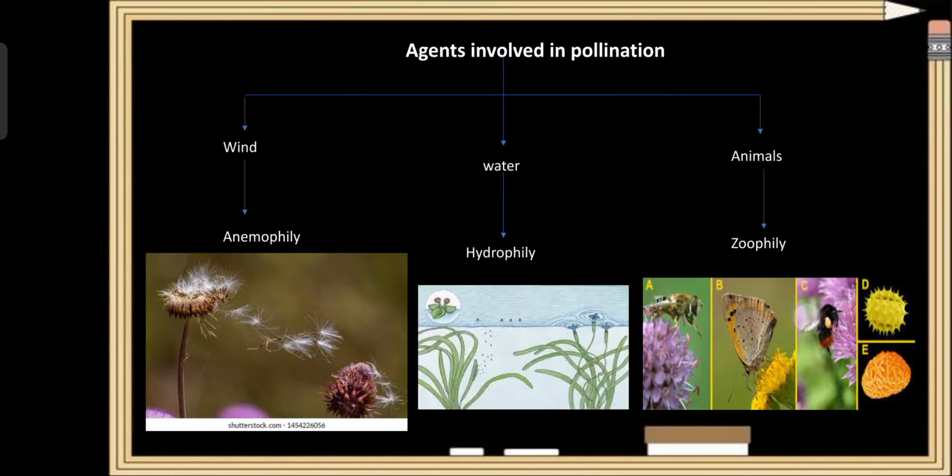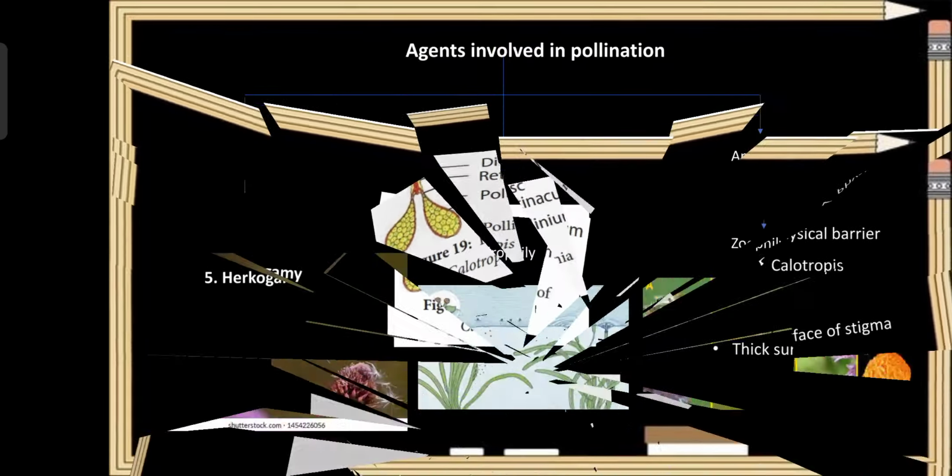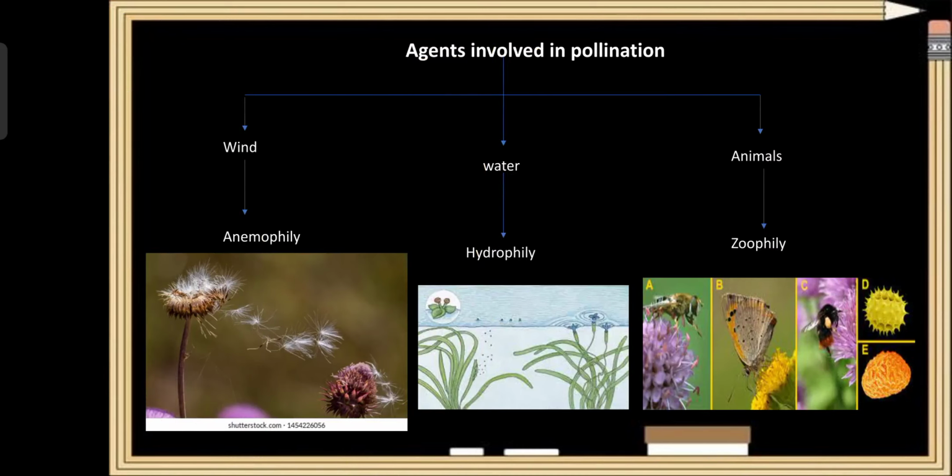Therefore, this peculiar arrangement found in some of the flowers like the calotropis and orchid acts as a barrier to prevent the self-pollination. So now we will discuss the next important concept regarding agents involved in the pollination.